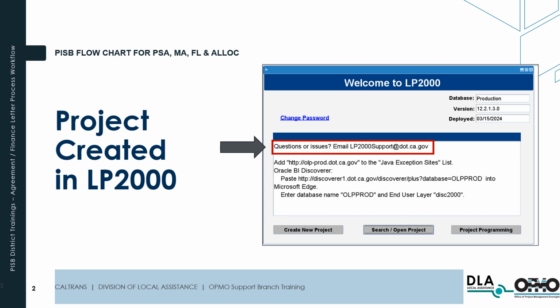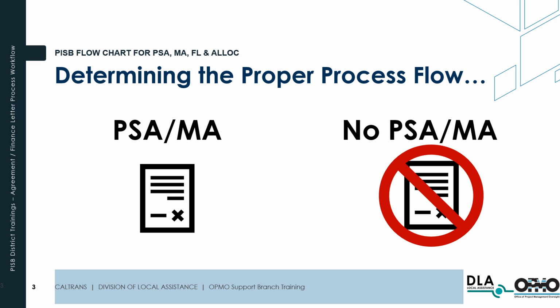Once the project is authorized or allocated, it is created in LP 2000. LP 2000 is our central repository for tracking project details, status, and documentation. The next step is to determine if a Program Supplement Agreement, PSA, or a Master Agreement, MA, is required for the project. Some projects may require both agreements. This decision dictates the path we will follow.